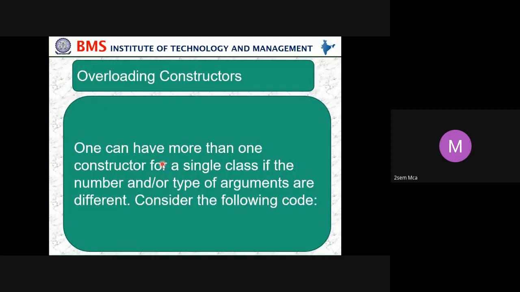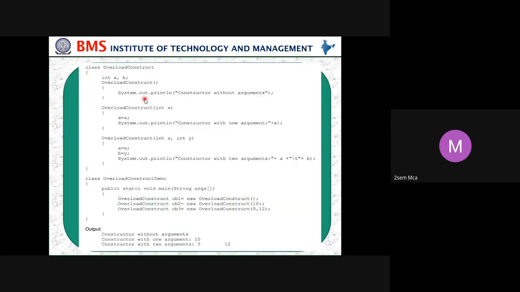So then, overload constructor. One can have more than one constructor for a single class if the number and/or type of arguments are different. Consider the code. So what do we mean by constructor? It has the same name as the class. So that's what you can see here, overload constructor.